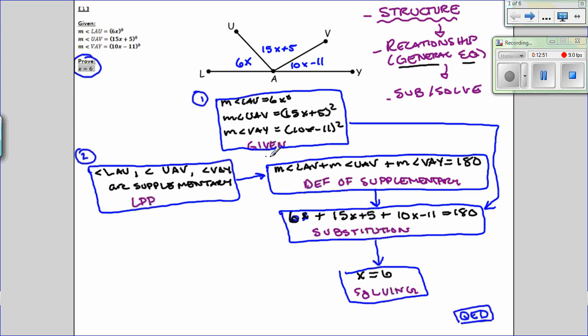That's our five-step proof. So again, hopefully, guys, this will help you as you analyze your quiz and move forward making corrections. That's all I have for right now. Thank you.